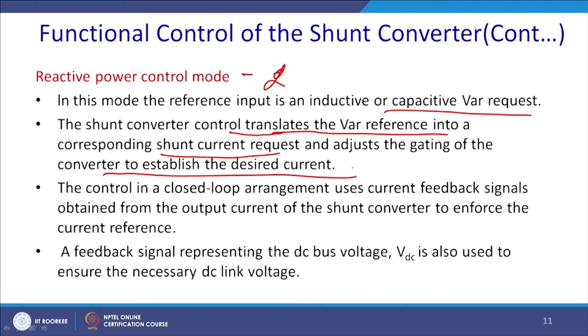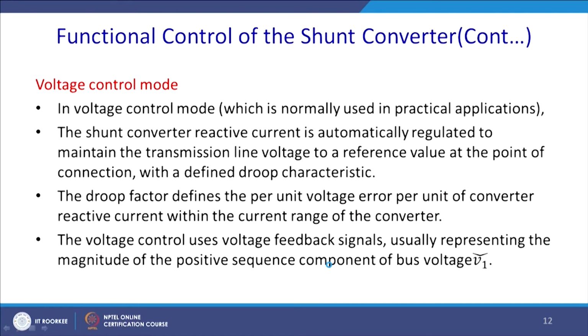The control in a closed loop arrangement uses current feedback signals obtained from the output currents of the shunt converter to enforce the current reference. The feedback signal representing the DC bus voltage VDC is also used to ensure the necessary DC link voltage. Now, we have a voltage mode control. We generally correct the SAC in case of the voltage mode control.